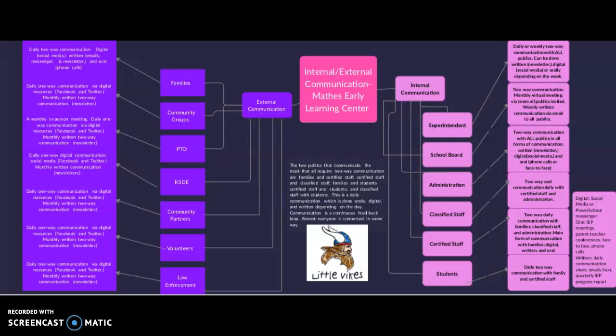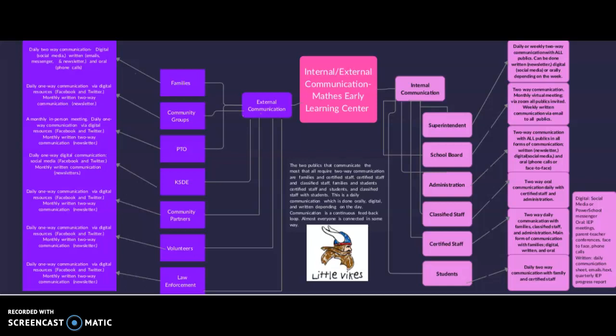So on to internal communication, our superintendent has communication with families, community groups, PTO if need be, KSDE, community partners, volunteers, law enforcement, school board, administration, classified, certified staff, and then also students as well.